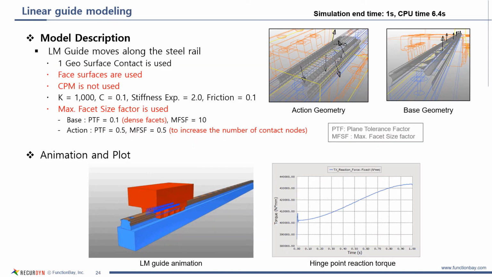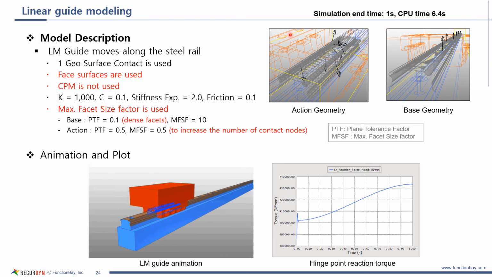This is a linear guide. The red body moves along the steel rail. In this model, the red body is the action body because its motion is larger than the rail body. It is inefficient to use the entire bodies for contact. So, the partial surfaces are created as face surface for contact, like this.